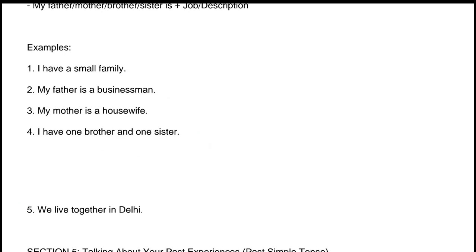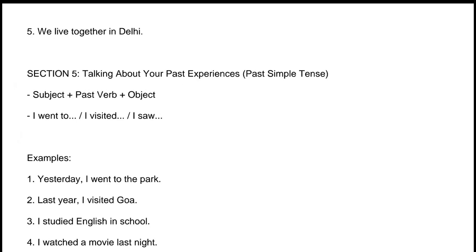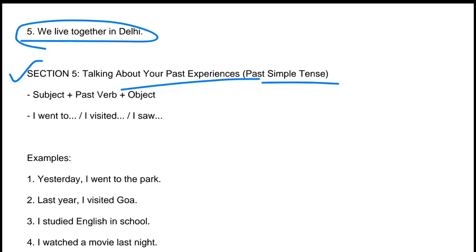All these things are added here. My father is a businessman. I have a small family. My mother is a housewife. I have one brother and one sister. You can add according to your own usage. Clear? And we live together in Delhi. Section fifth is when you start talking about your past experience, simple past tense. You will say subject, past verb plus object. I went to Delhi. I visited Jammu.